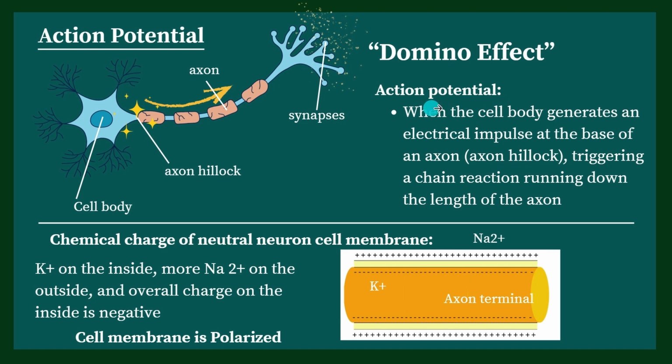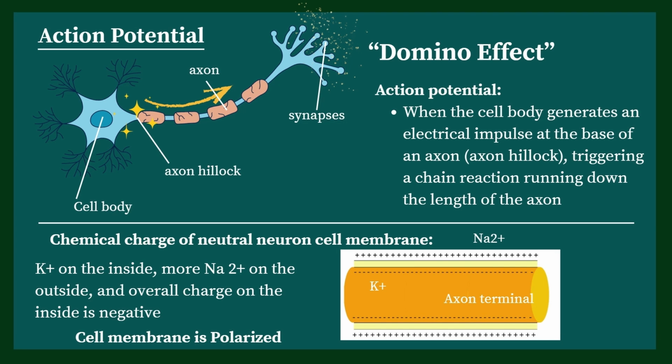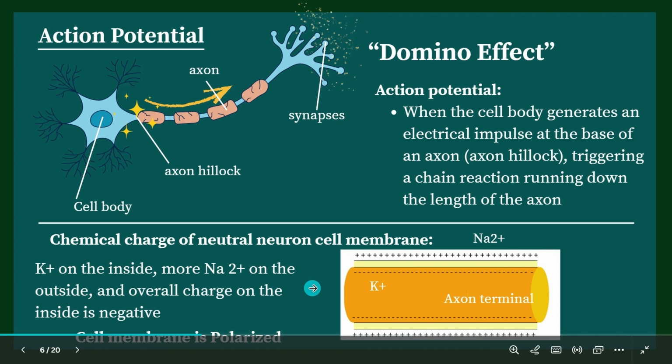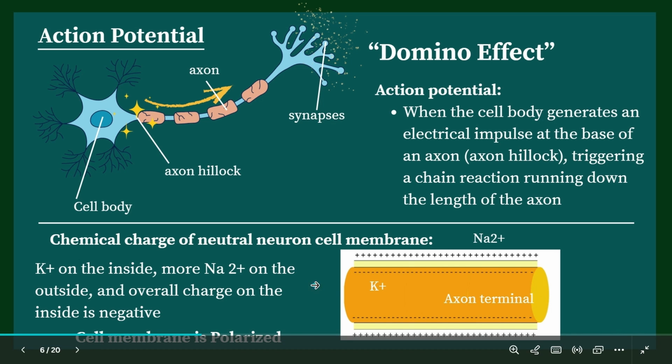So the definition specifically of action potential is when the body generates an electrical impulse at the base of the axon, also known as the hillock, triggering a chain reaction running down the length of the axon. Okay, I think you guys got the picture. But let's talk about exactly how that happens, and just listen, just absorb the information, and it will be with you forever. Maybe all the details won't be there, but you will understand the fundamentals of how it works.